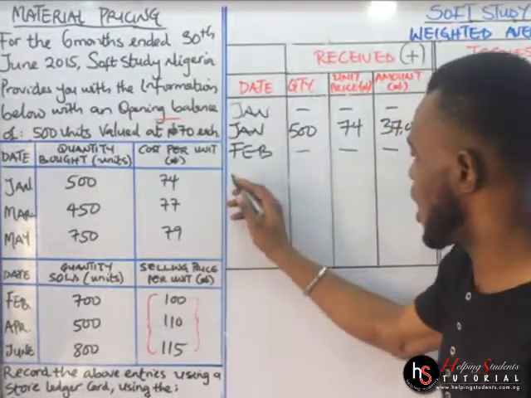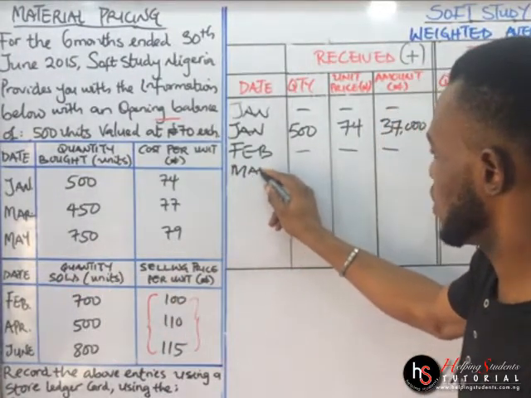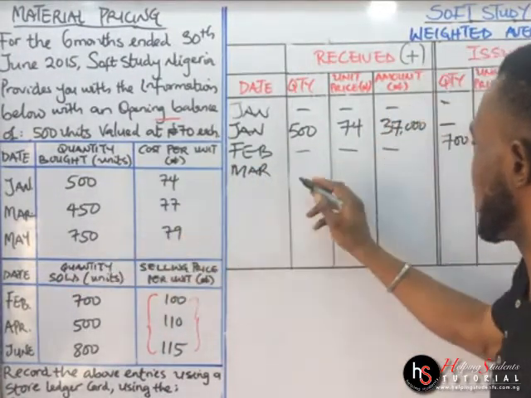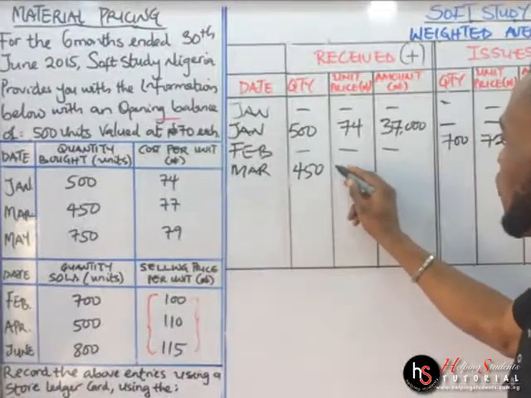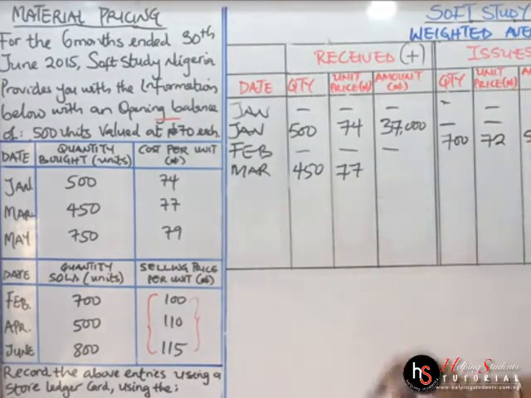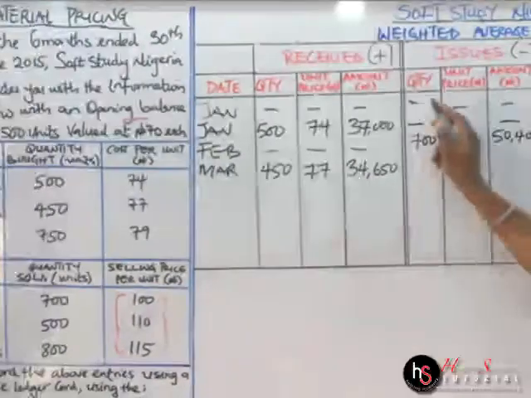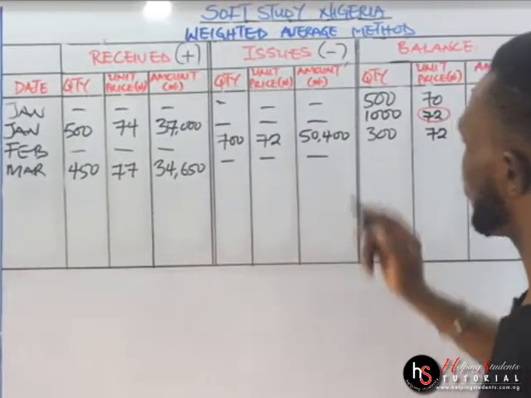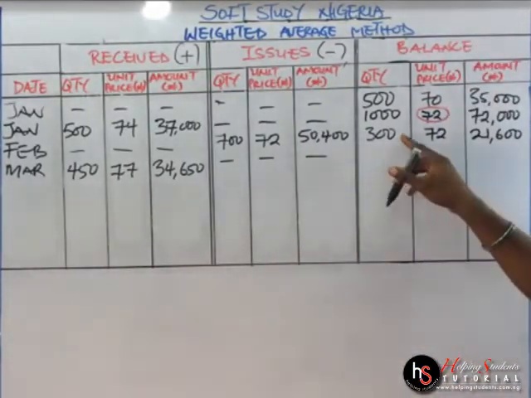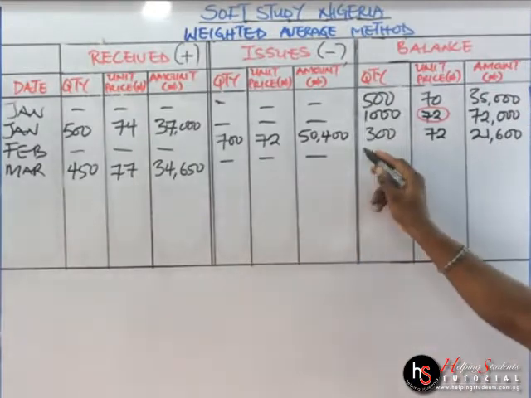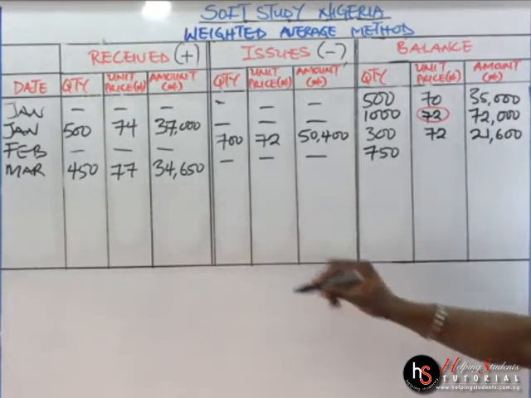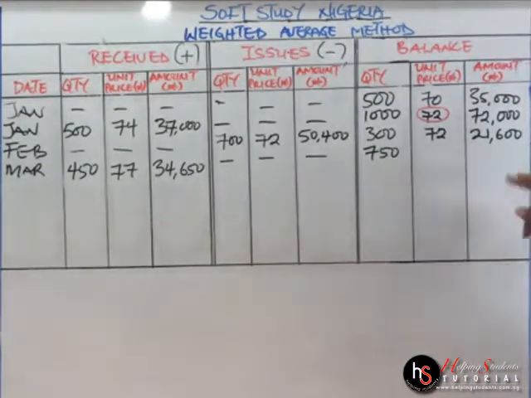We'll come over to March. So for March, we have 450 at 77. 450 cost per unit 77. So 450 times 77 gives us 34,650. Under the issues, we have no entry. We'll come over to the balance. 300 plus 450 is 750. 34,650 plus 21,600 is what? 56,250.